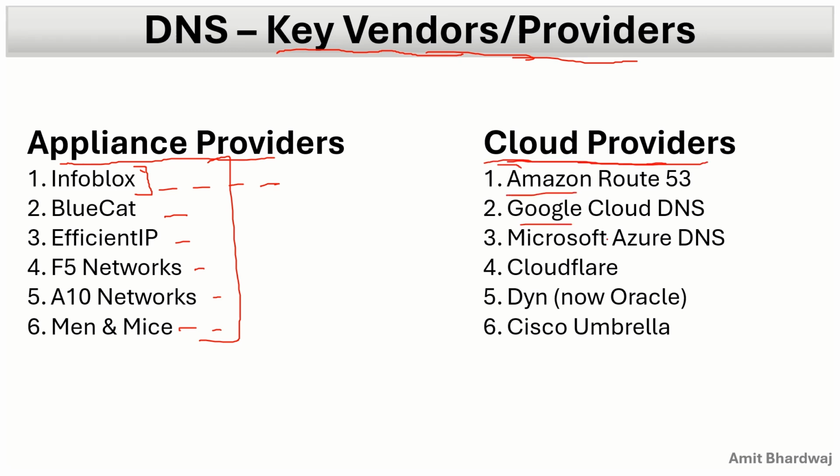Amazon, Google, and Azure are the forefront DNS service providers who provide that service. Rather, it is as a service, and you don't need to manage the compute or the hardware or the appliance in that case. And then we have Cloudflare, DYN, which is now Oracle, and Cisco Umbrella also, which are the competitors among the cloud DNS service providers and who are doing a great job.